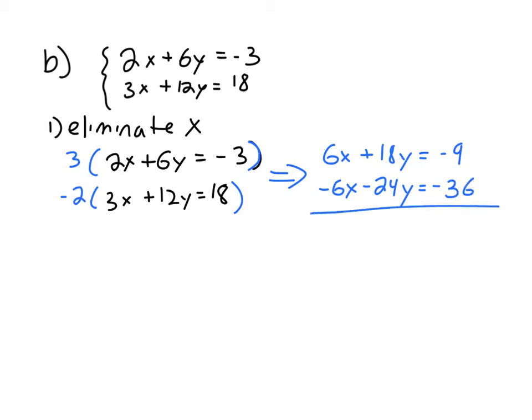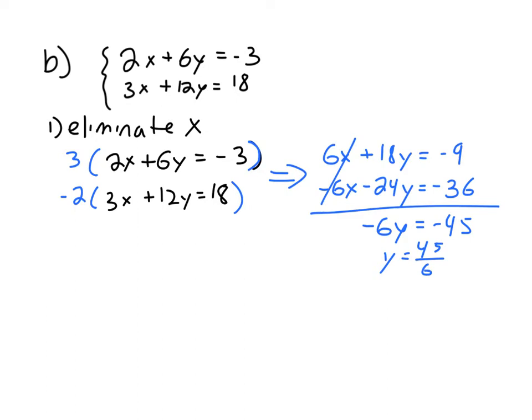Okay, now I'll do the addition. So these cancel, and 18y minus 24y is negative 6y. And negative 9 minus 36 is negative 45. So divide both sides by negative 6. I'll have 45, the negatives cancel, 45 divided by 6.